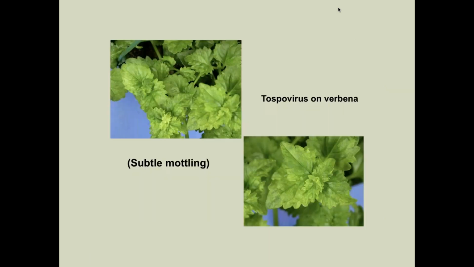Here's one that's a little bit harder to see. This is tospovirus, this is INSV, on verbena, and on verbena it's very subtle. It's got these light and dark green sort of mottled areas on the foliage. Thrips were present in this greenhouse, and there were some on the plants, so we tested it for INSV and it came up positive.